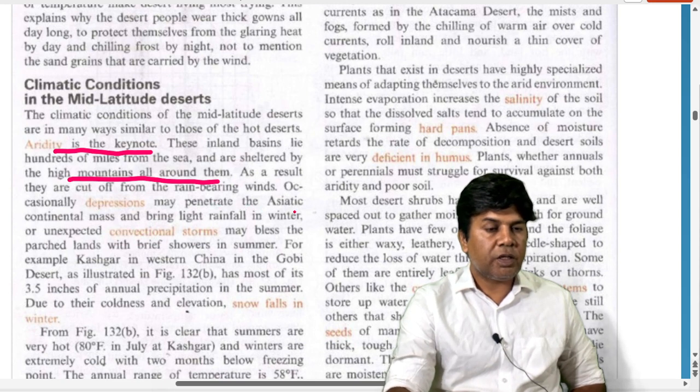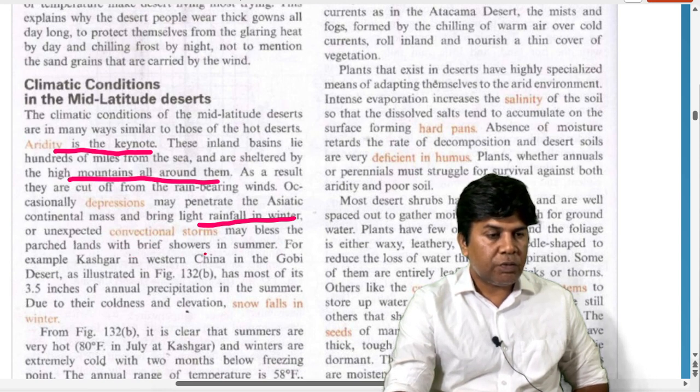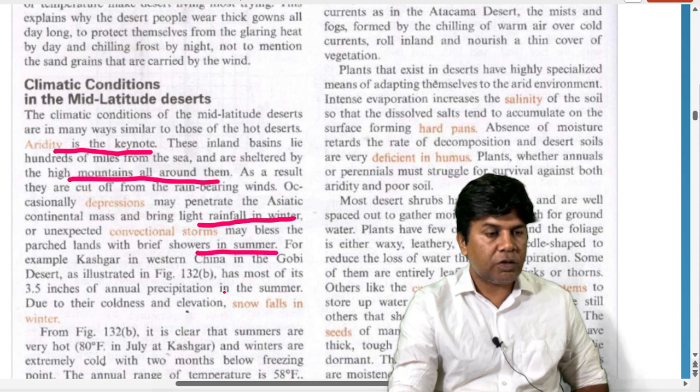Occasionally, depressions may penetrate the Asiatic continental mass and bring light rainfall in the winter. The depression they are talking about is a temperate depression. Generally in the winter season, when the westerlies shift southward, this area comes under the belt of westerlies, so the depression can bring some amount of light rainfall in the winter. Or unexpected convection rain may bless the parched land with brief showers in summer. If some kind of convection takes place in summer, that can also bring some rainfall in these areas. For example, Kashgar in western China in the Gobi Desert, as illustrated in the figure, receives most of its 3.5 inches of annual precipitation in the summer.